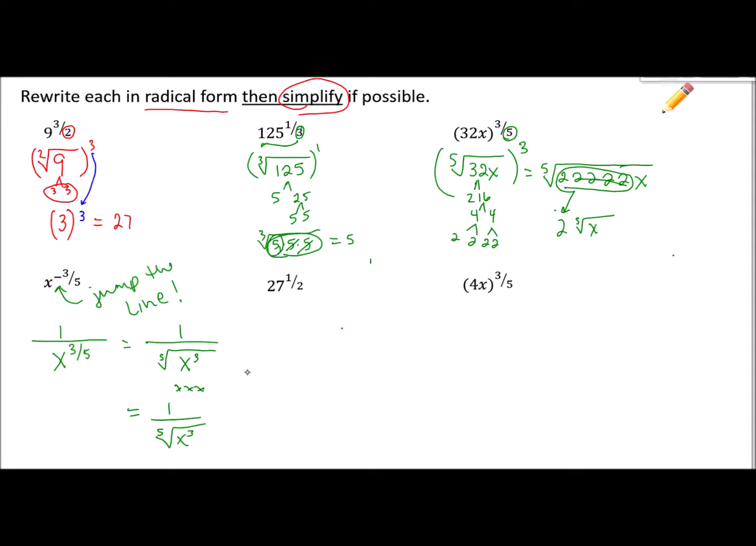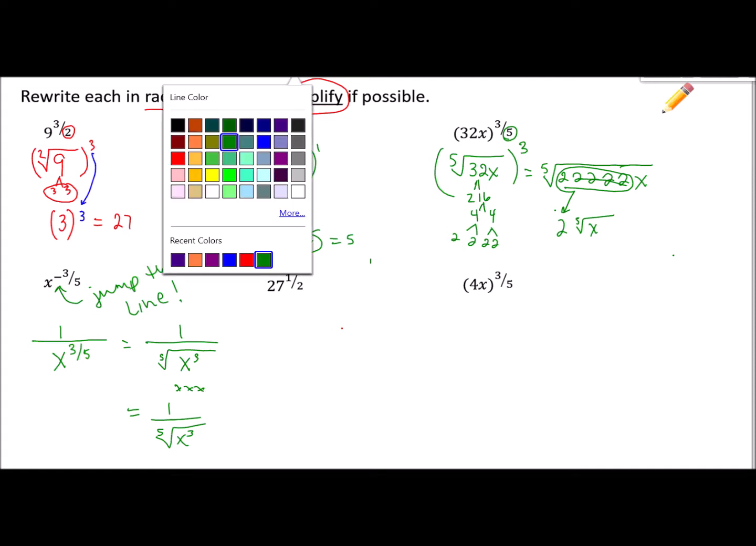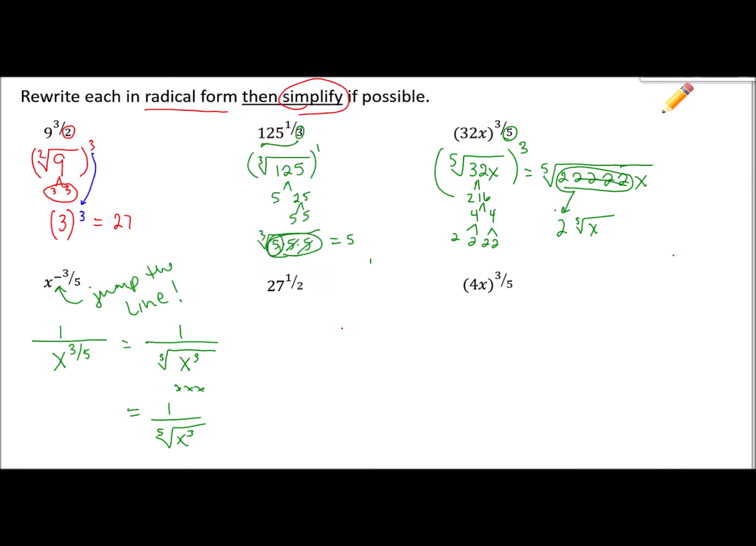Okay, 27 to the 1/2. I'm stuck in green. Means radical 27, 1 power, 2nd root, square root. Okay, oops, I don't need to write the 2. Sorry, that's wrong. Okay, so that's, oh, wrong problem. Hello, here I am. Glad to make your acquaintance.